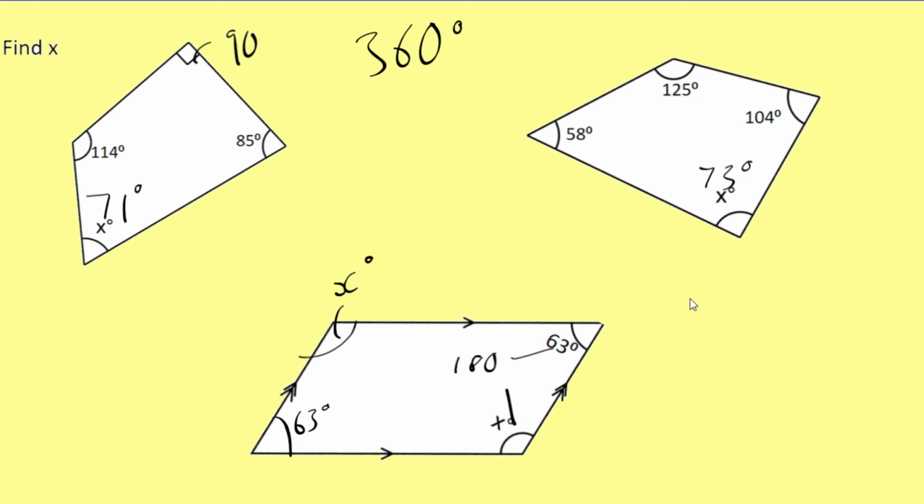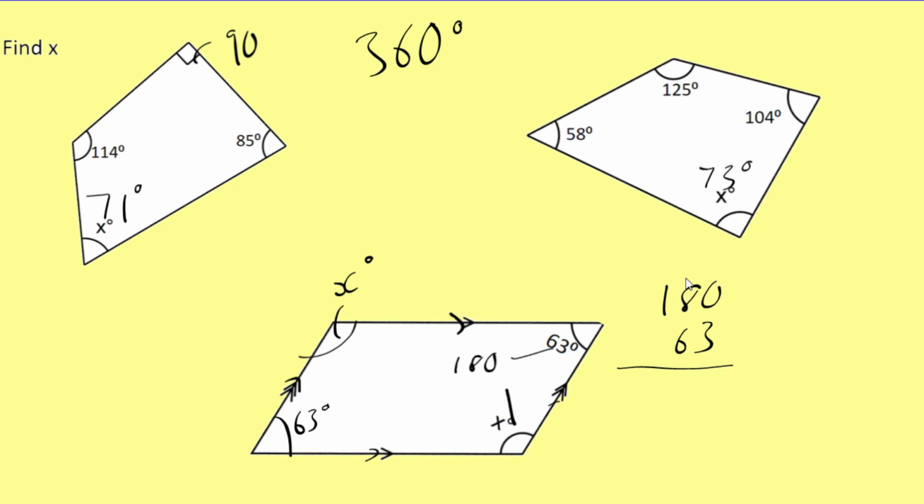So to work this out, we can just do 180, take away 63. So this only applies to a parallelogram or a rhombus. It doesn't apply to any of these two. It's only in a parallelogram where we have parallel lines on the top and the bottom, and on the left and the right.